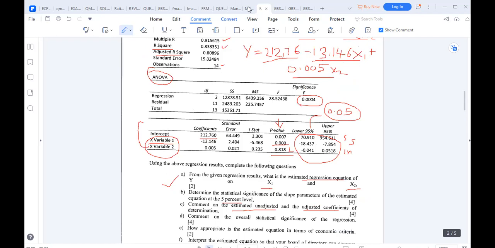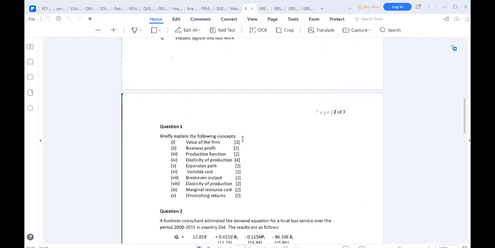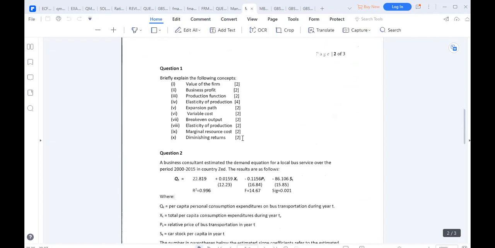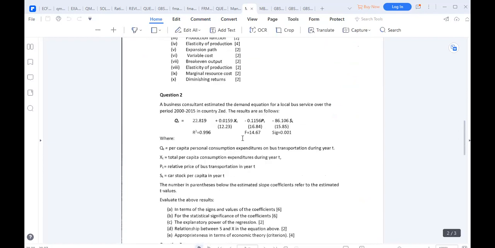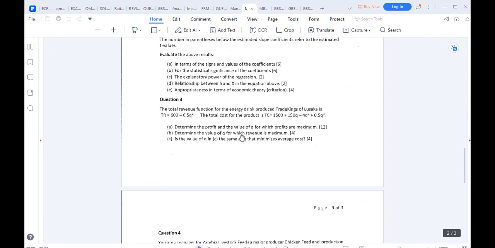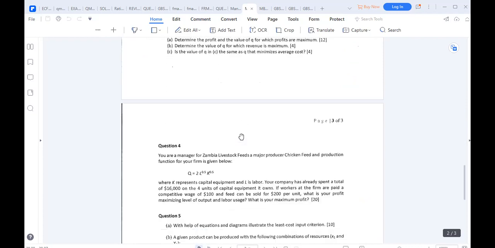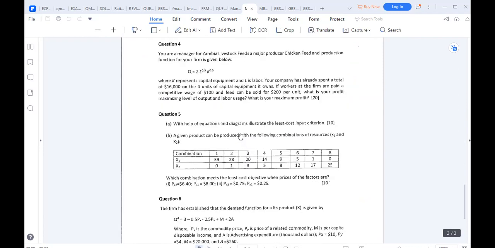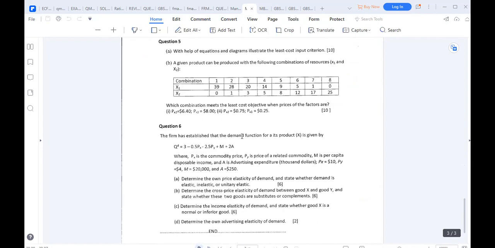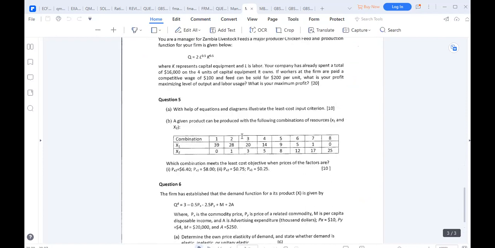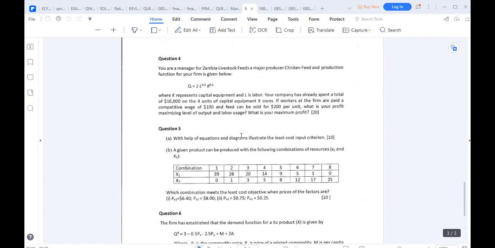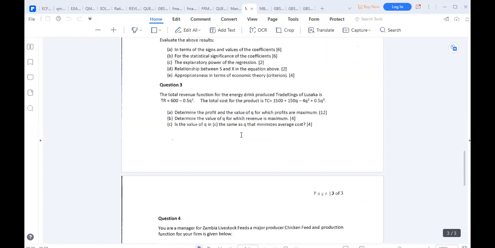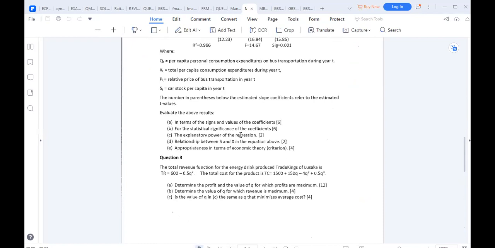Okay, so we can go to the other paper. This one here. So this one is under production. Yes, that one is under... no, under cost theory. Yes, under cost theory.